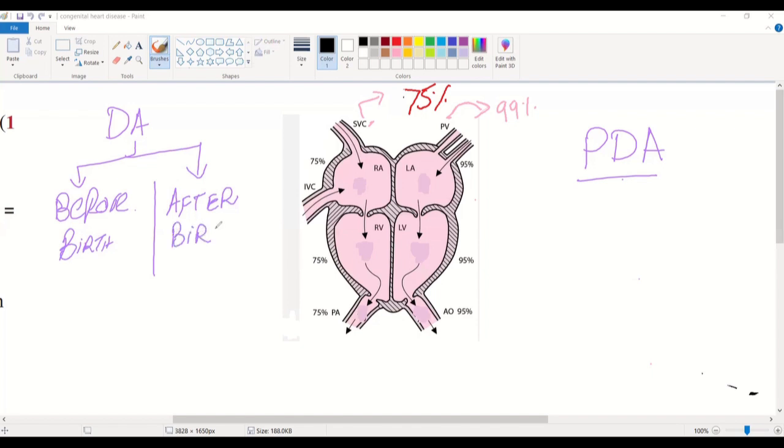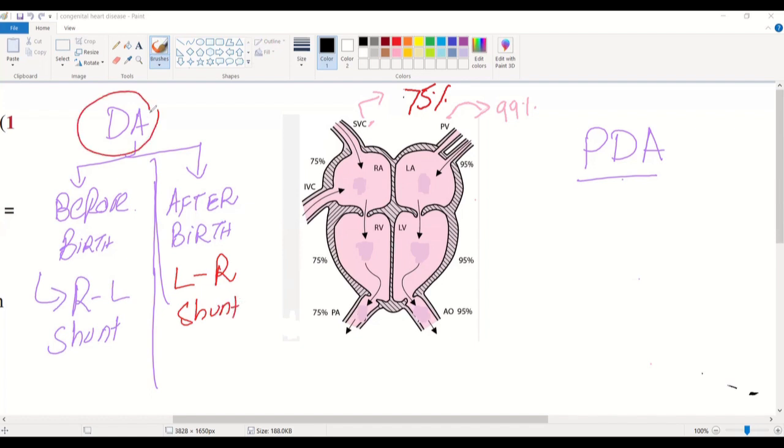Before birth it is a right to left shunt. And after birth it is a left to right shunt. Right? So the ductus arteriosus is a communication between the pulmonary artery and aorta.